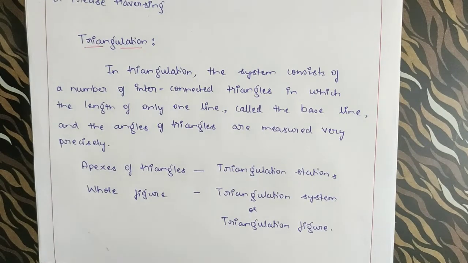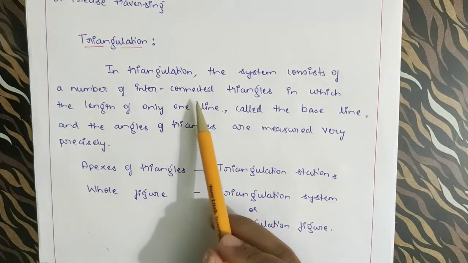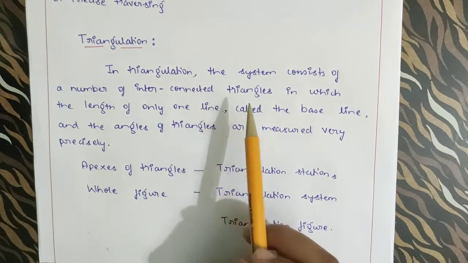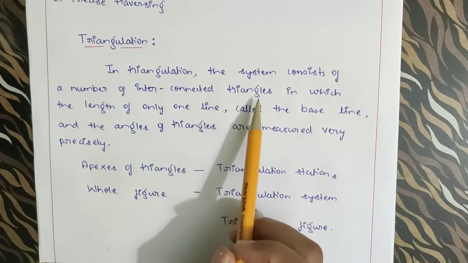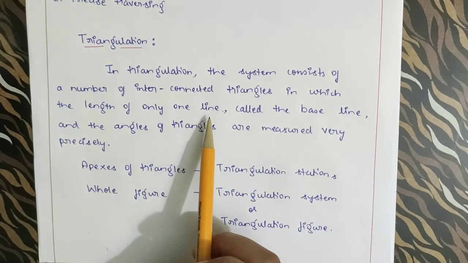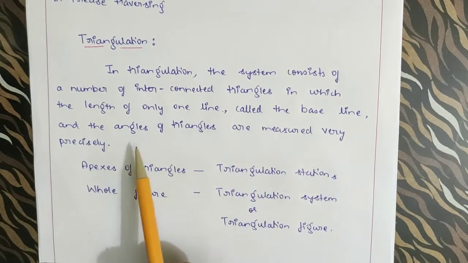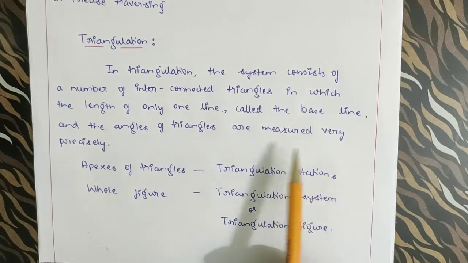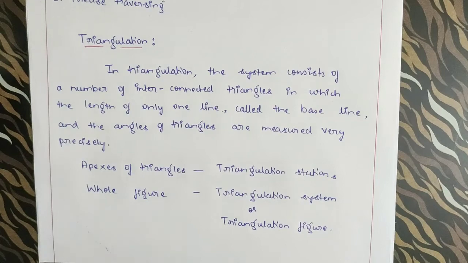Now coming to the next topic, triangulation. This triangulation is a method used for geodetic surveying. In triangulation, the system consists of a number of interconnected triangles, in which the length of only one line, called the baseline, and the angles of triangles are measured very precisely. Now let us see how it is done.